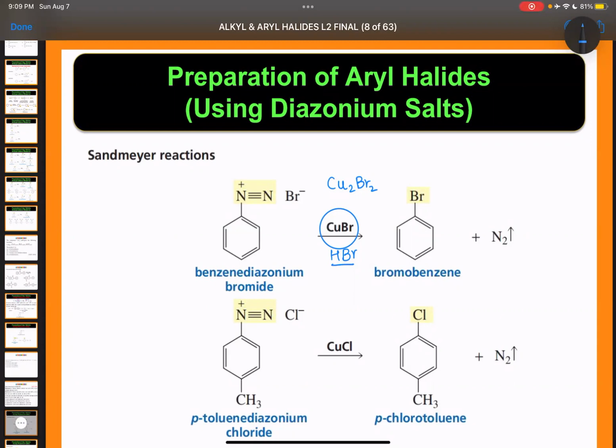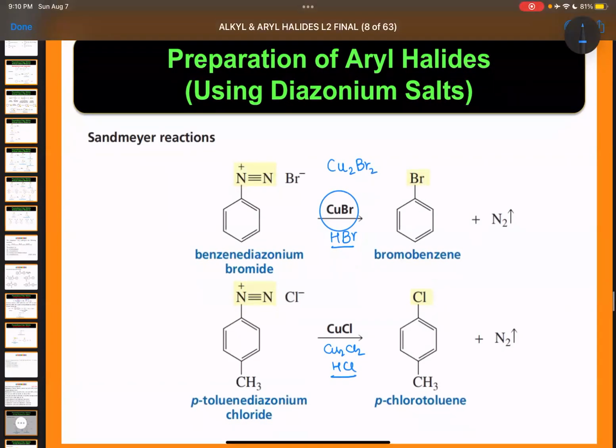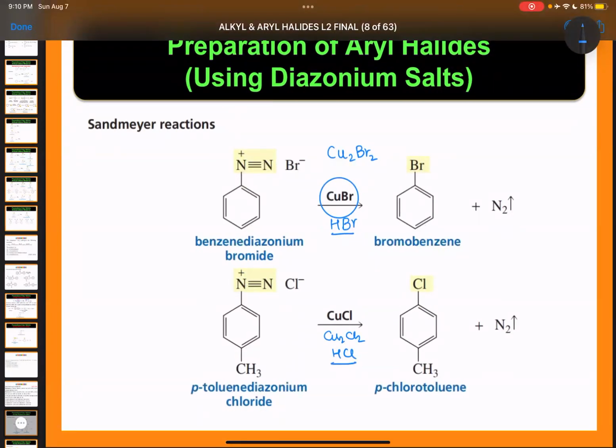Yes, sir. So this is Sandmeyer. This can be written as Cu2Cl2 and HCl. So this is Sandmeyer. This N2 will come out along with the leaving group, along with a pair of electrons, and the Br minus from the Cu2Br2 will come and join at this position. Similarly, Cl will come and join at this position.